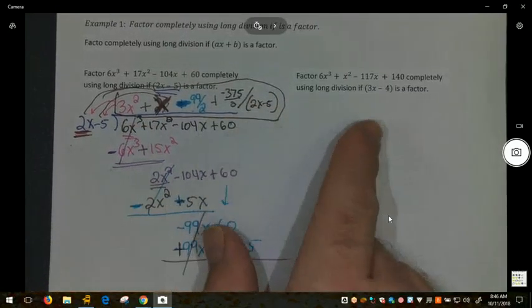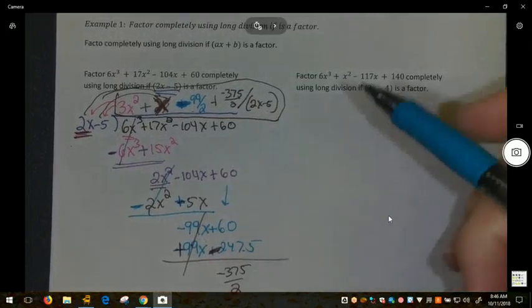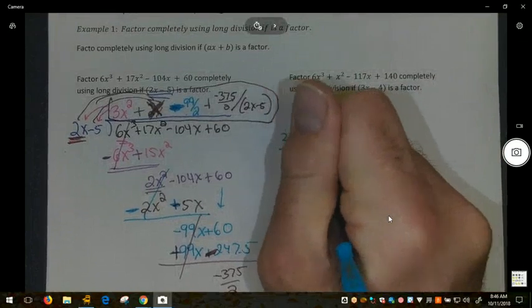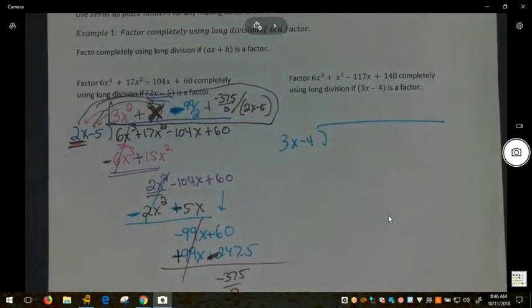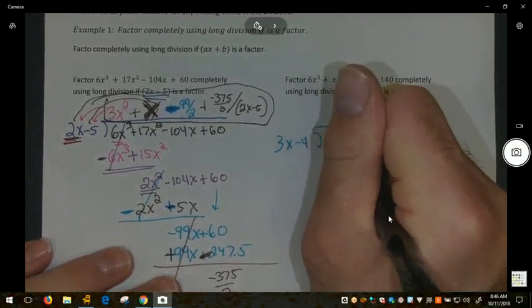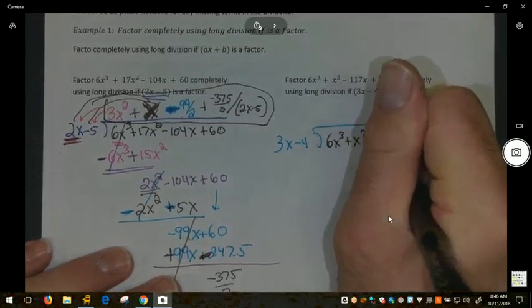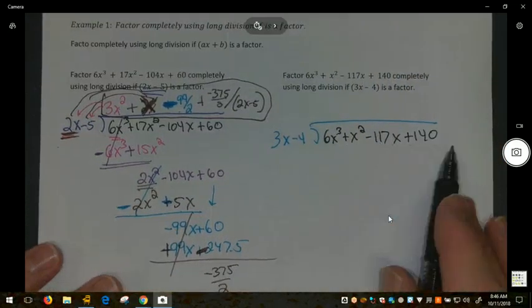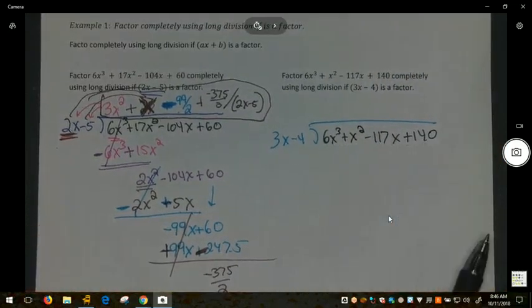I'm going to go through the steps of long division for this next one and then determine if it is a factor. So we have our divisor 3x minus 4 going into our dividend 6x cubed plus x squared minus 117x plus 140. There are no missing terms, so I didn't have to plug in a 0 anywhere.